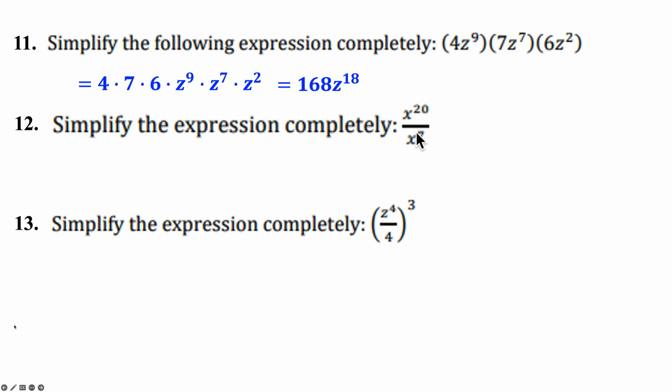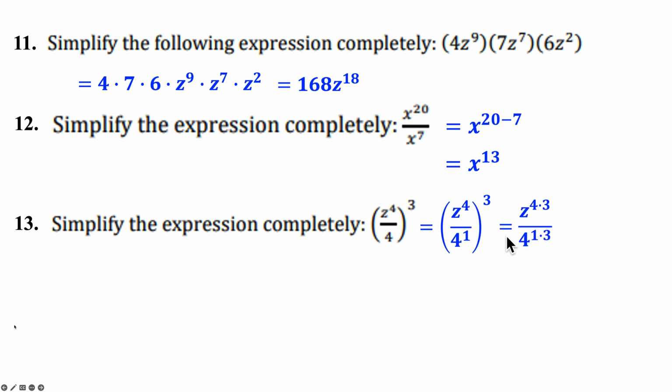12, here we have the quotient rule. I'm dividing like bases, so subtract the exponents. So x, 20 minus 7 will be the 13th power. 13, here's again one of those trick questions. Put a 1 as the exponent on the 4. 3 times the 4, 3 times the 1. Z to the 12th over 4 to the 3rd. 4 to the 3rd, I think we saw that earlier, that's 64.